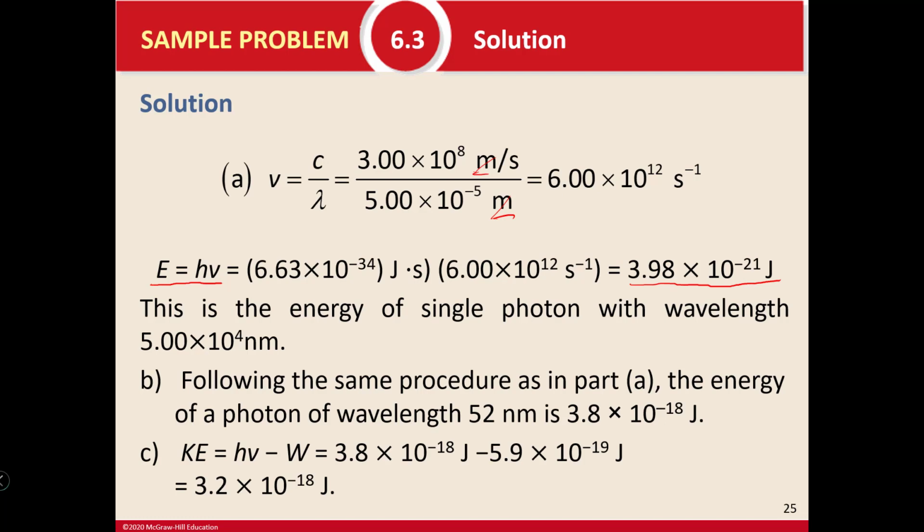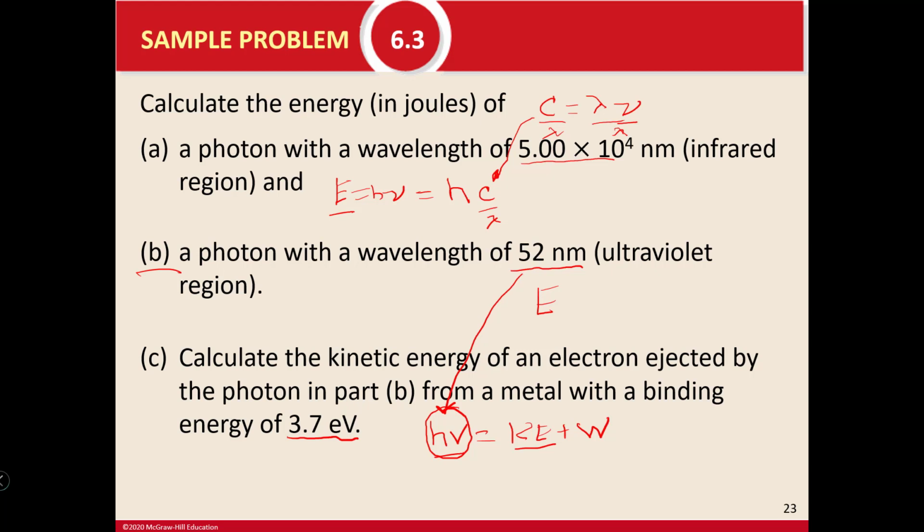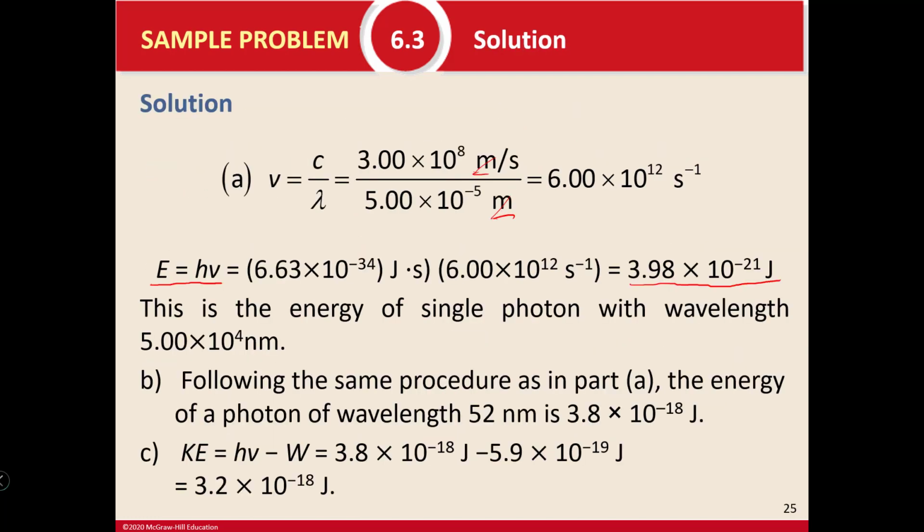So again, where did this come from? Let's go back. Let's make sure we're following along here. So we had 500 times 10 to the fourth nanometers, and we converted that to meters. That was the wavelength of A. All right, let's go back just to show that again. 5,000 nanometers, or 50,000 nanometers, which is in the infrared region.